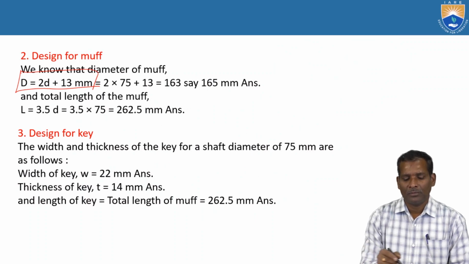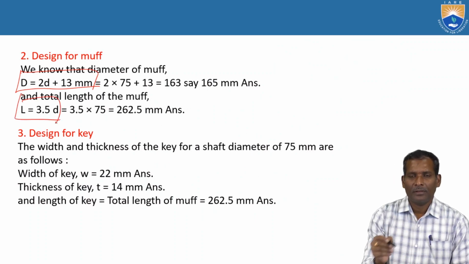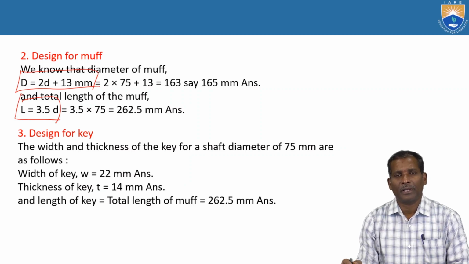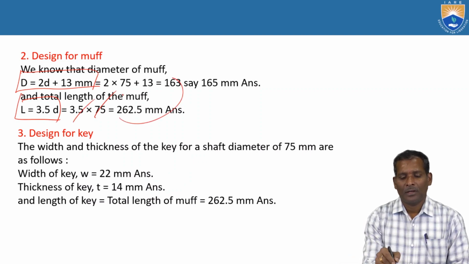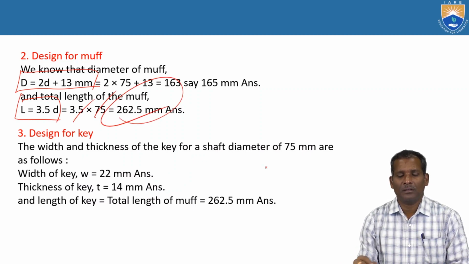The total length of the muff is L equal to 3.5 times D. Substitute the D value, and the obtained value is 262.5 mm.